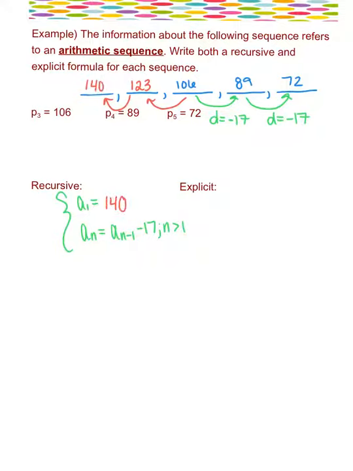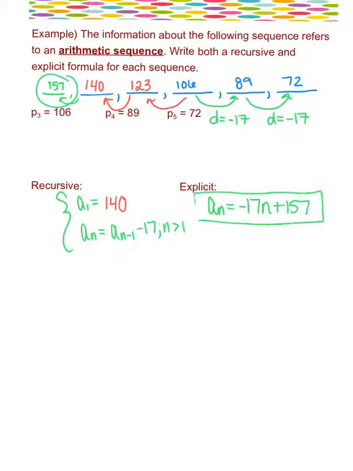Now that I've got that figured out, I can write the explicit formula. So I've got a sub n will be equal to negative 17 times n, and then I need to think about what would be that previous term, the 0th term, if it existed. So I'm going to add 17 again to 140, so add 10, 150, plus 7 more, 157. Here's the explicit formula for this sequence. So if you're using the formula, you would have that 140 minus 17 times n minus 1. When you clean that up, you'll see we have the same thing.